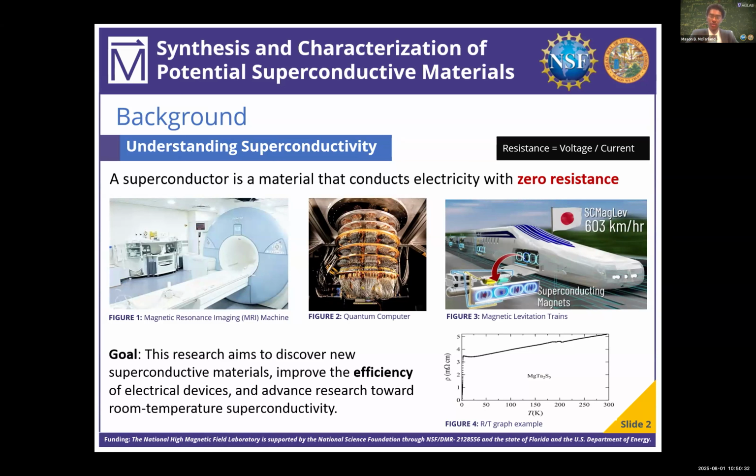As you see in the bottom right, we see a resistivity to temperature graph. This graph is an ideal data of what superconductivity looks like. As we see the temperature drop, so does the resistance until it sharply reaches zero.